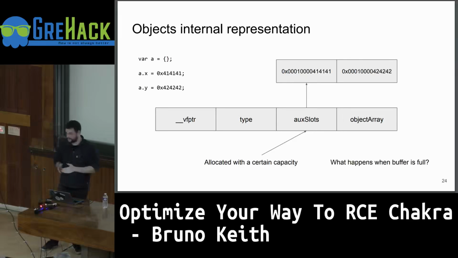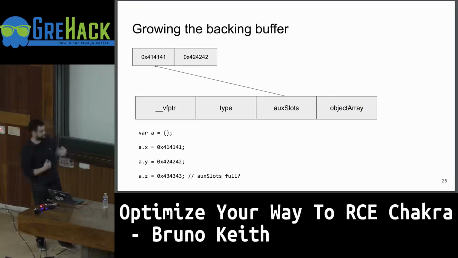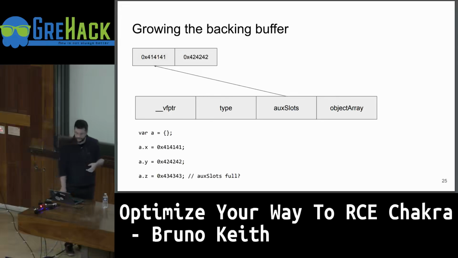So the question is, what happens when the buffer is full? Of course, as I said, we do not have a limit in terms of the number of properties we can add to an object. So at some point, we add properties, so we have the same object, and assume the buffer is full, and we add property Z, and now the buffer is full, so we need to grow the backing buffer. So nothing crazy happening here.